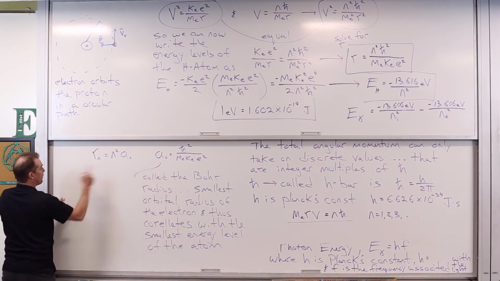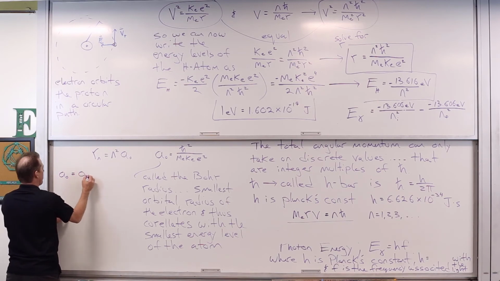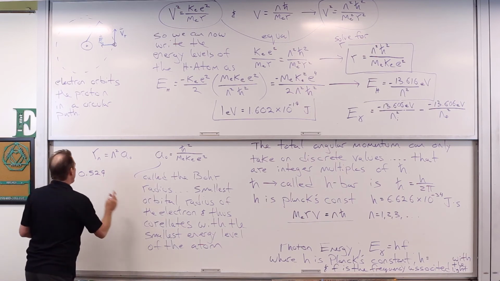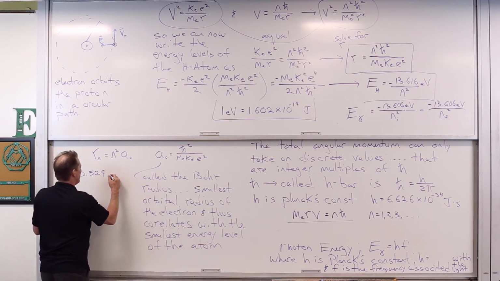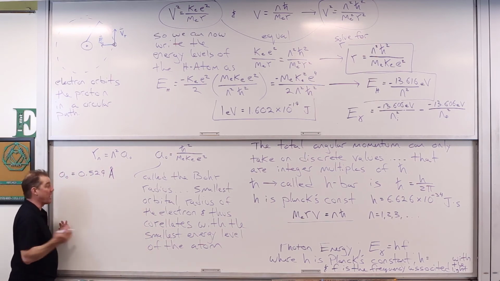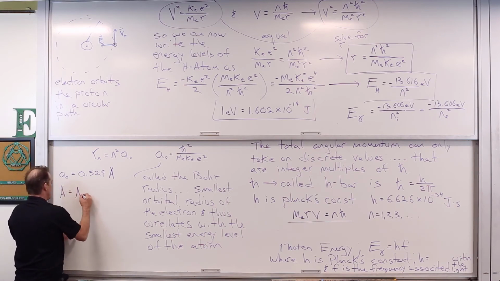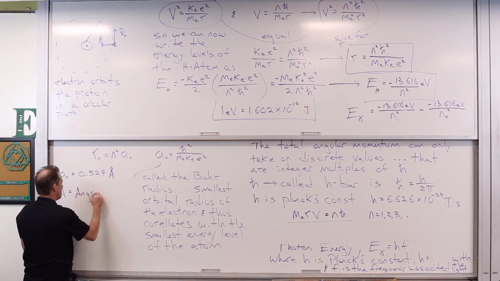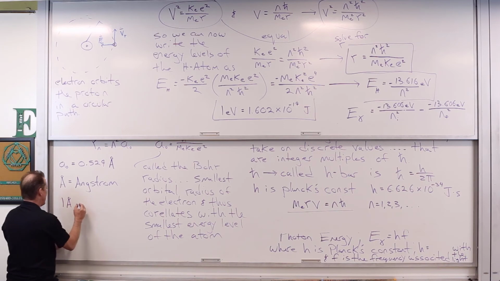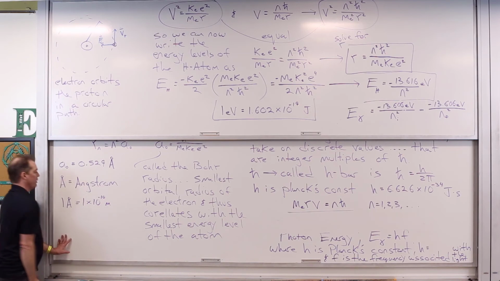And if we go ahead and compute out what A0 is, A0 is equal to 0.529, I believe. I think that's right. And this is in angstroms, another type of unit here. A with that little 0 on the top equals angstrom, and 1 angstrom is equal to 1 times 10 to the negative 10 meters.